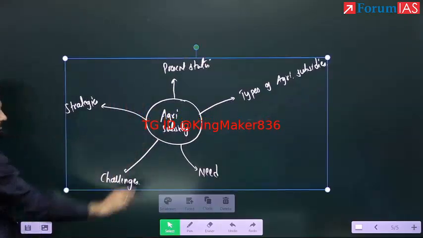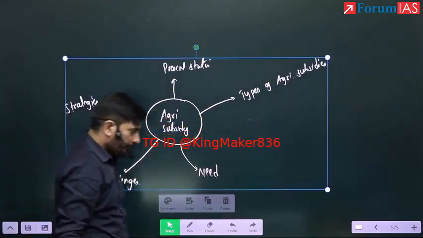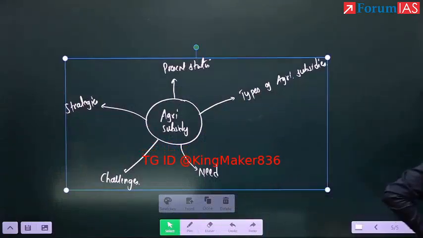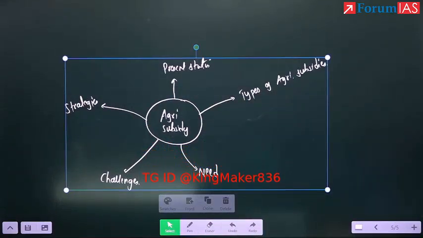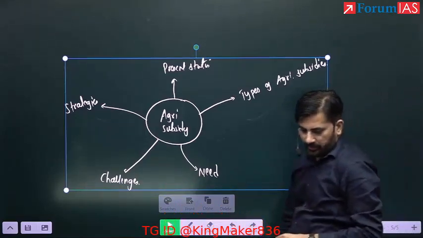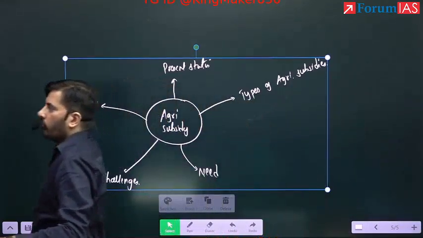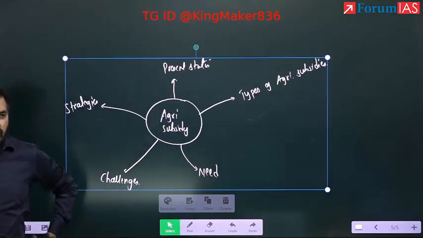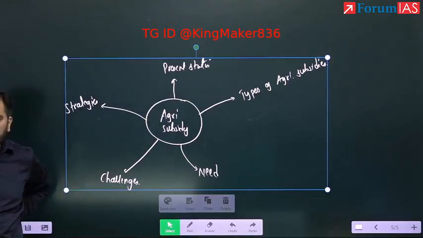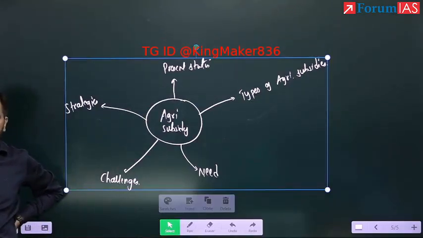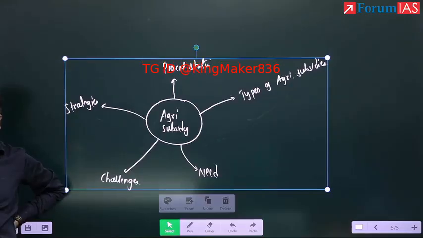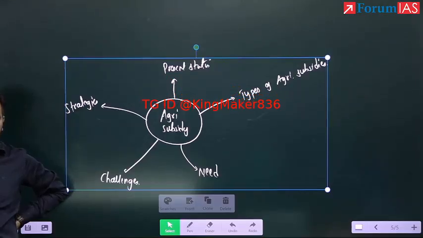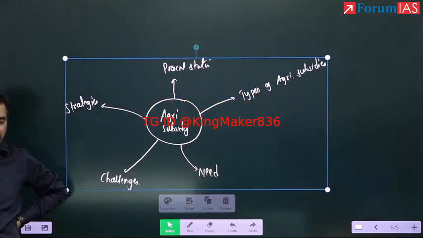Let's start with the present status. Right? The government provides agriculture subsidies accounting for 2% of GDP and 21% of farmers' income. 21% of the farmers' income.